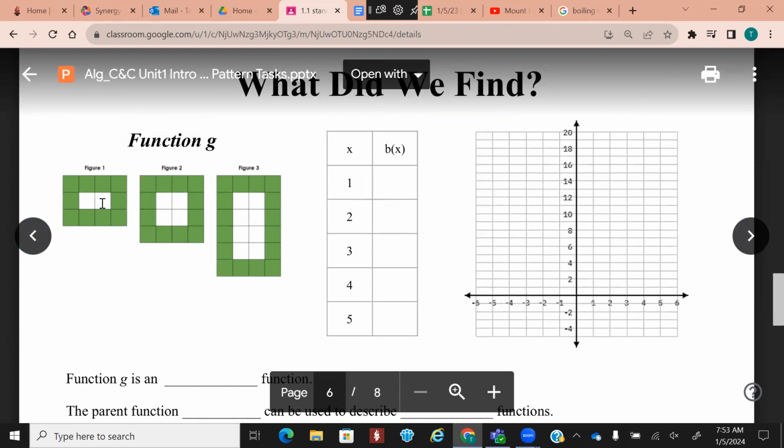Okay, so on this next one, how many white boxes are in figure 1? How many are in figure 2? Figure 3? 8. Okay, what about figure 4? Why do we have 16? You're multiplying by 2. Okay, so what's 16 times 2? 32. Okay, this is called an exponential function.